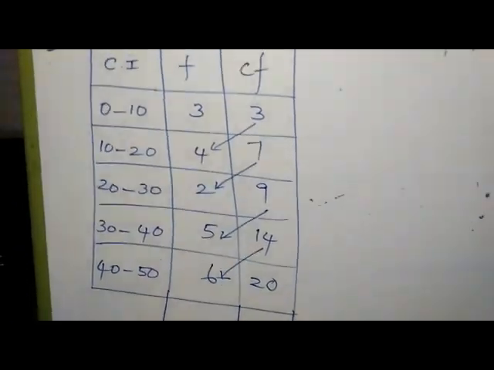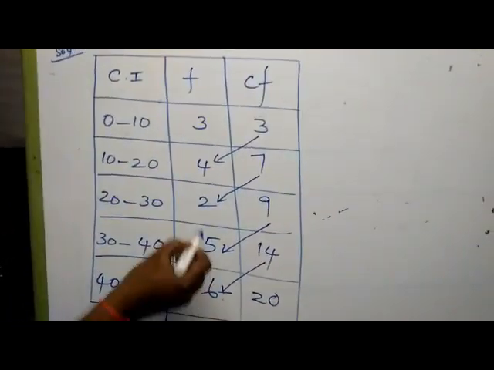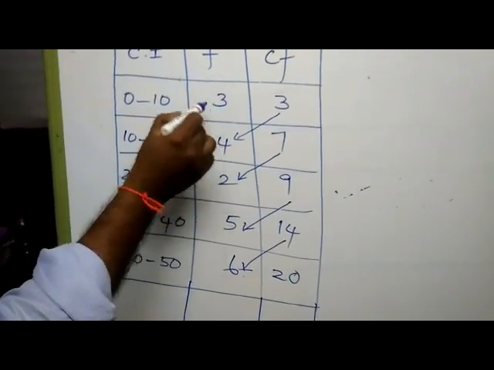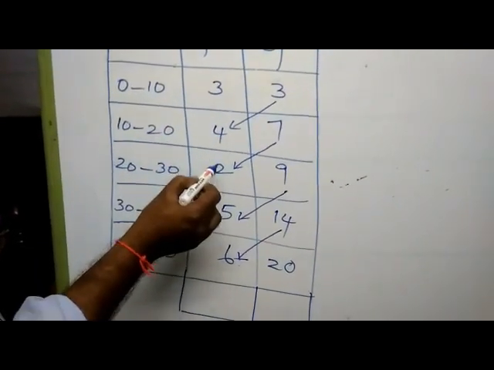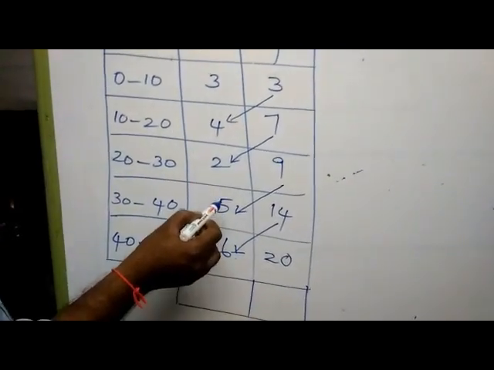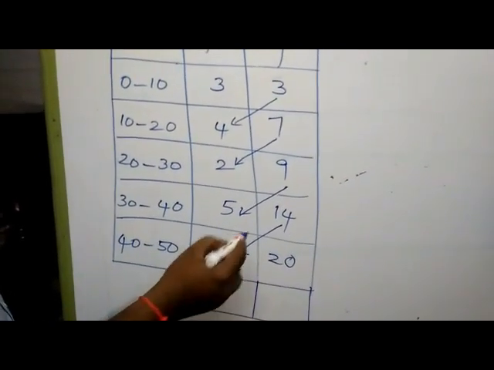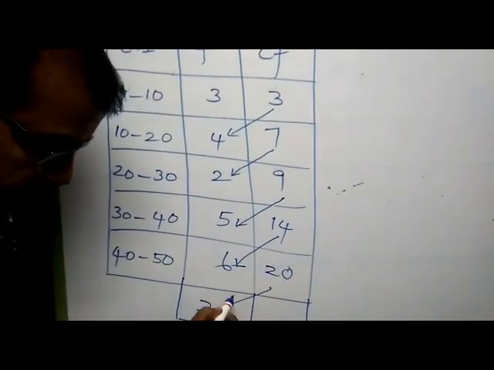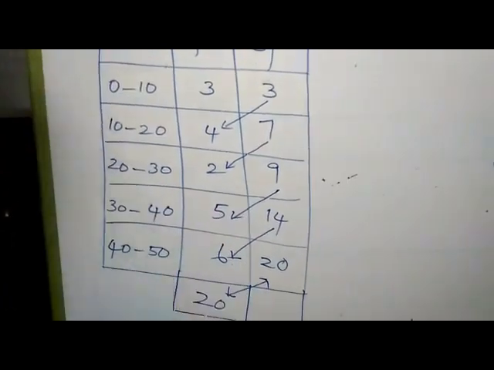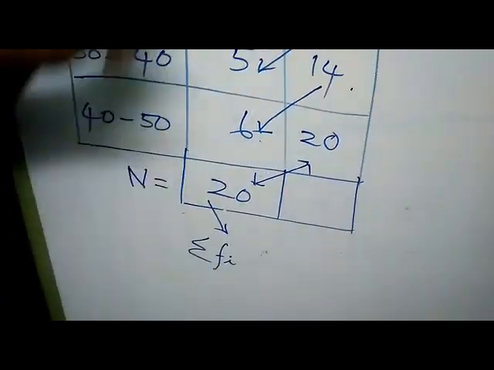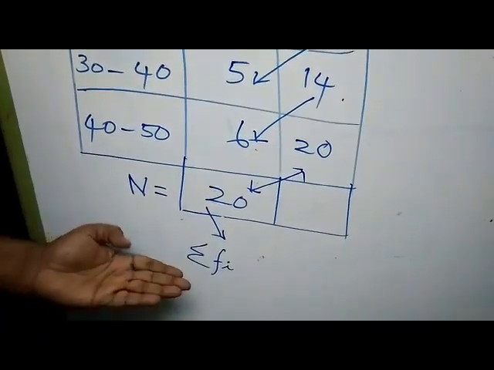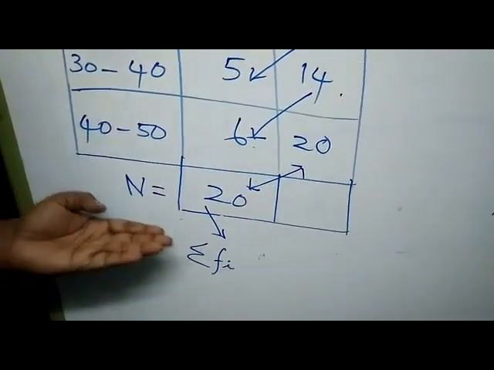Now here is one more step: the sum of the frequencies. What is the sum of the frequencies? 3 plus 4 is 7, 7 plus 2 is 9, 9 plus 5 is 14, 14 plus 6 is 20. This and this should match. This is nothing but the sum of the frequencies. You can take n or sigma fi.